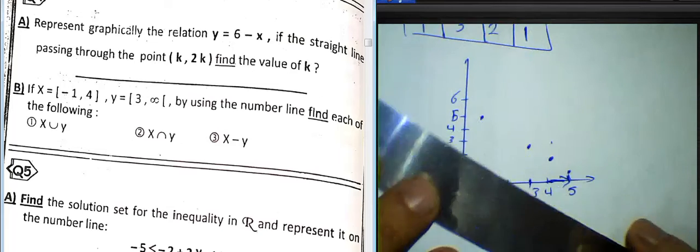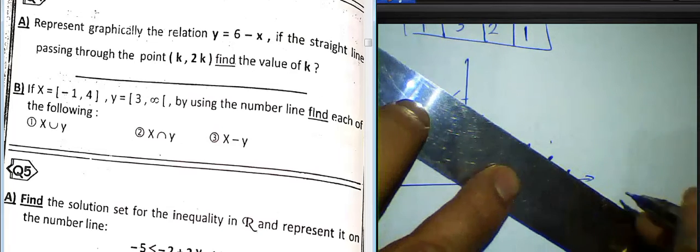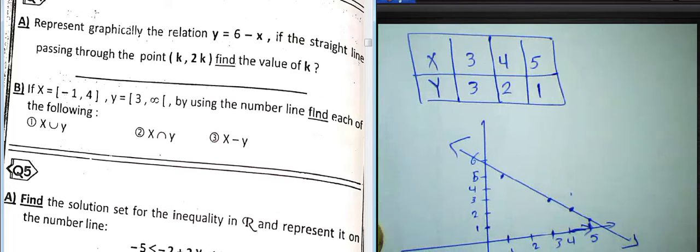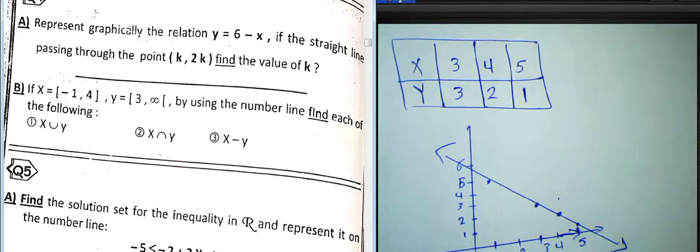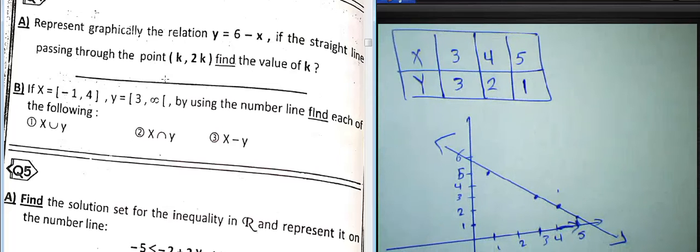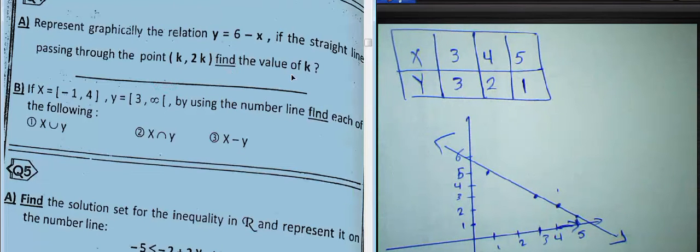Okay, this straight line here, we must draw it in your graphic notebook. Okay, it's a straight line. Okay, he asked here, if the straight line is passing through the point (k, 2k), find the value of k.